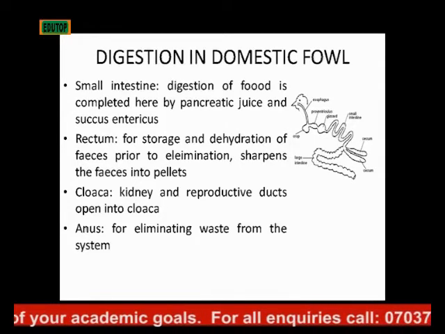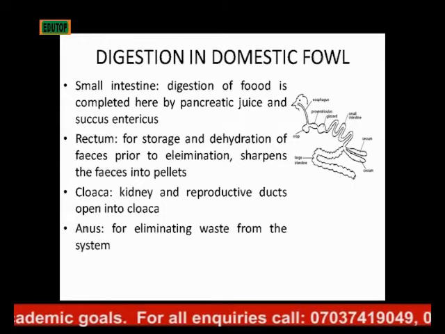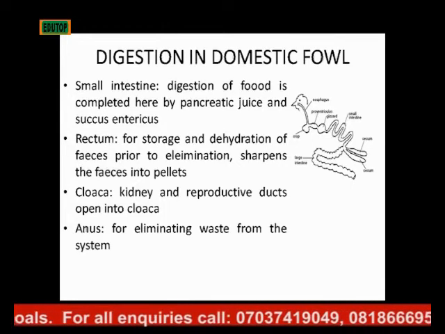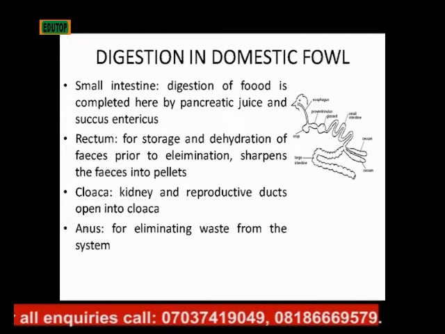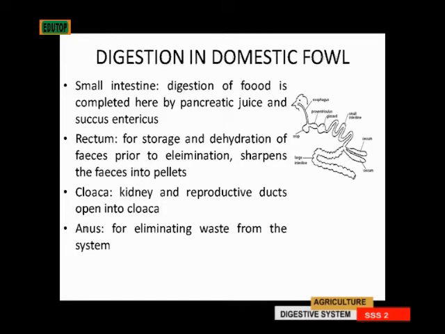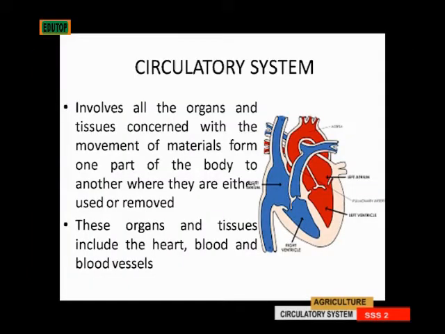You can see the structure in this domestic fowl. You see the digestive system being illustrated, and the various parts that I've explained are being shown. Now, that is that for the digestive system. We talked about the digestive system in ruminants, in non-ruminants, then in domestic fowl. Now, we'll move on to talk about the circulatory system.